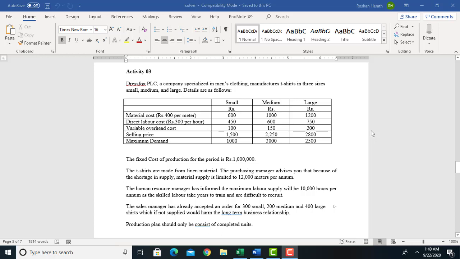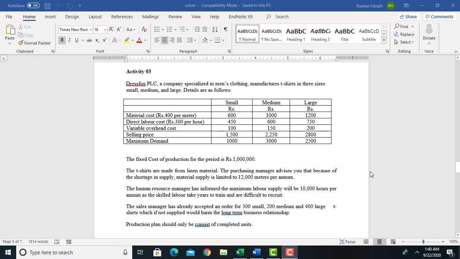Let's look at another example of optimal product mix. Activity 3. The Dressbox PLC, a company specialized in men's clothing, manufactures t-shirts in 3 sizes: small, medium, and large. And you are given the details as to the material cost, the direct labor, variable overhead, selling price, and the maximum demand. The fixed cost of production for the period is rupees 1 million.